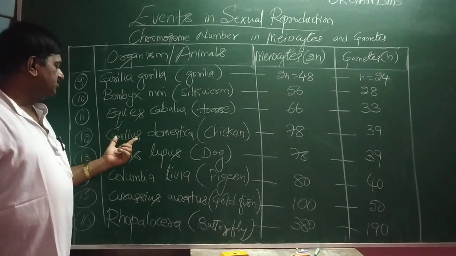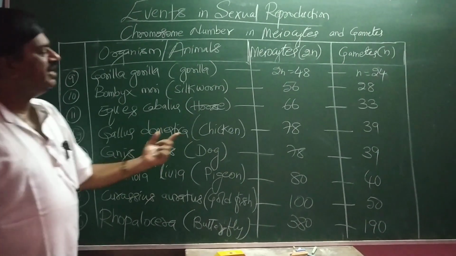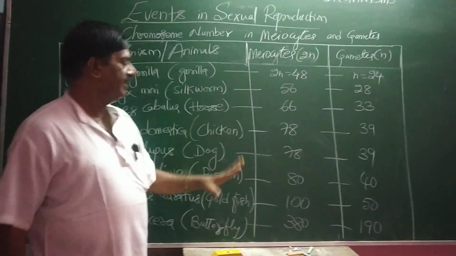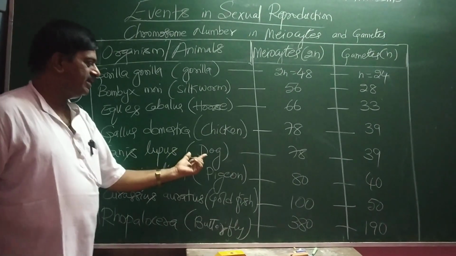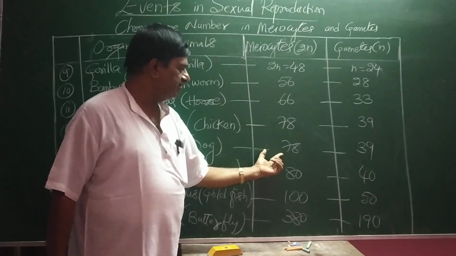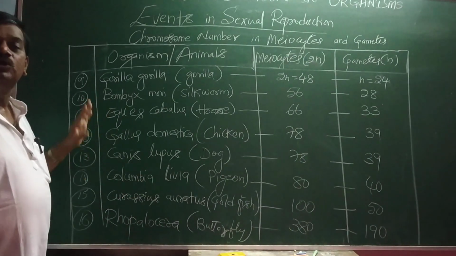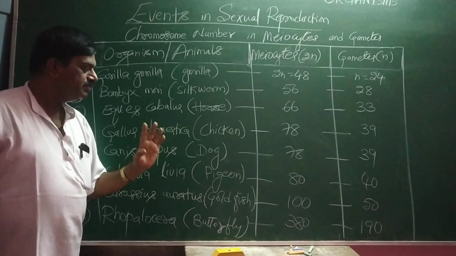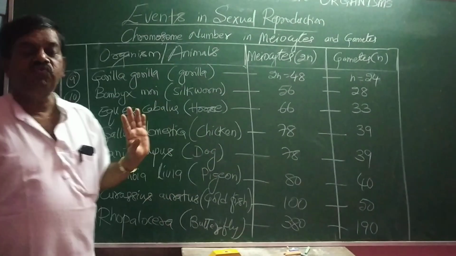In the next example, Gallus domesticus, chicken. In this, 2n is equal to 78 and n is equal to 39. Next, Canis lupus, commonly called dog. In this dog, the chromosome number 2n is equal to 78 and n is equal to 39. We'll go for the next example. Columba livia, commonly called pigeon. Here, 2n is equal to 80 and n is equal to 40.